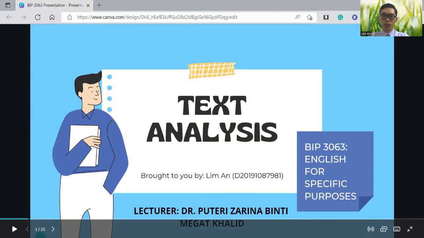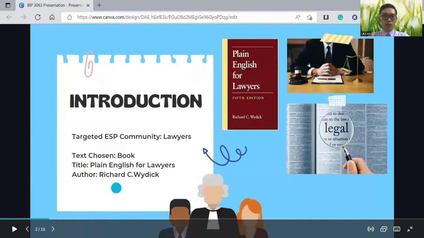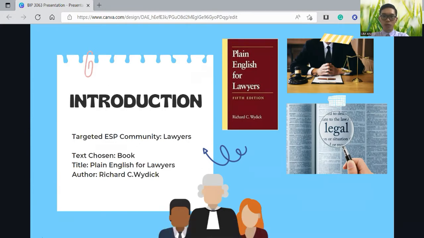Today, I'm going to present my findings regarding the ESP text analysis. To begin with, let me briefly explain the content of today's presentation. So, we all know that a syllabus is meant to be assessed and examined in terms of its design to make sure that it will achieve the desired goals and objectives. Therefore, in this session, we are going to examine and analyze the text which suits the ESP community of lawyers.